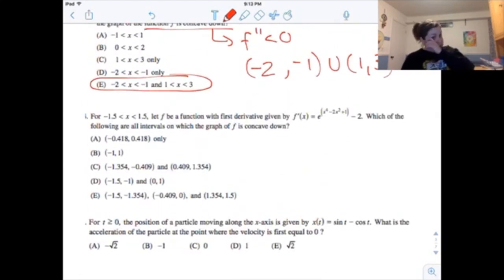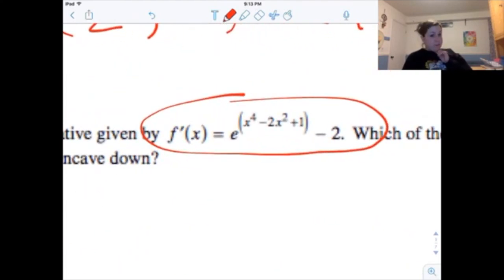All right, next one. This would be the same thing on the calculator. So this is f prime. Which of the following are intervals where f is concave downward? So you need to look at the second derivative and look at the graph of it and go from there. Now the problem is they gave you the first derivative. So to find the second derivative, you are going to need to do some chain rule.